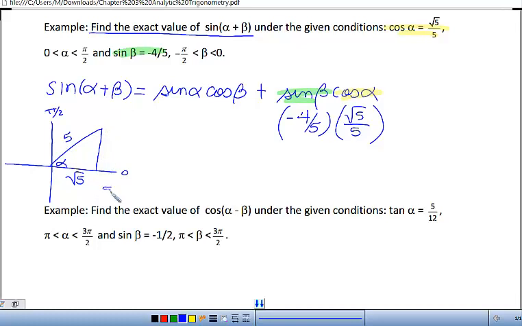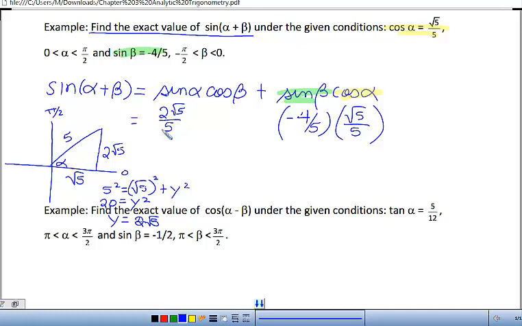So we get 5 squared equals the square root of 5 squared plus y squared, or 25 minus 5 gives me 20 equals y squared. So y is going to be 4 root 5, or rather 2 square root 5. Okay, and so now that I've got all the sides of the triangle, I can say that sine of alpha is opposite over hypotenuse, or 2 square root 5 over 5.